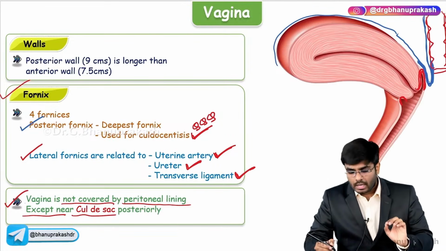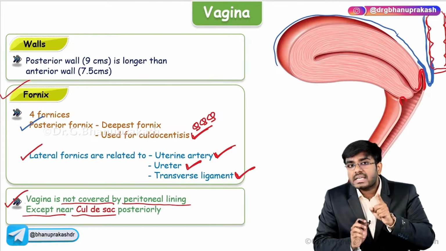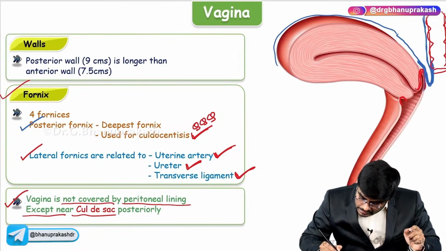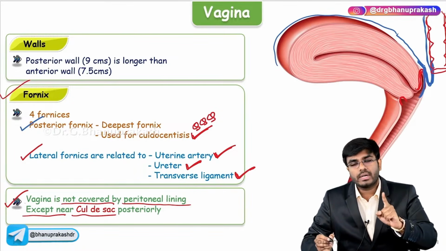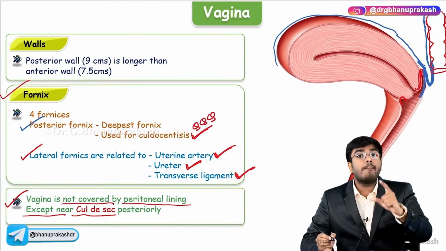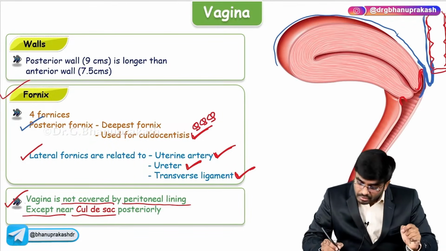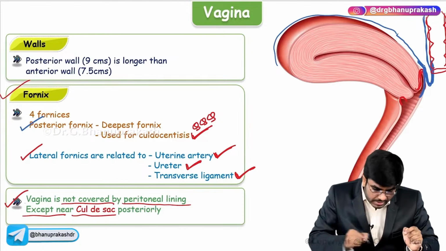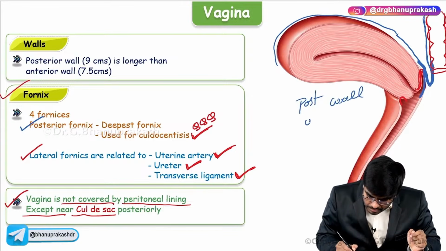Well and good. Now, the cul-de-sac is nothing but a fold of peritoneum, and this cul-de-sac is lying in the posterior upper one-third of the vagina. This is very, very important. So, posterior upper one-third of the vagina. Posterior wall, upper one-third. This is the posterior wall. Let me write it here: posterior wall, upper one-third.